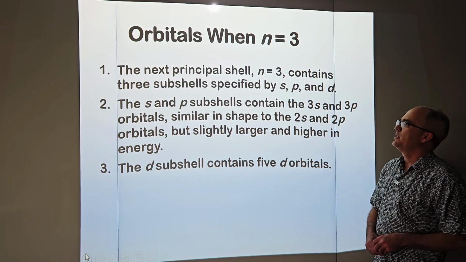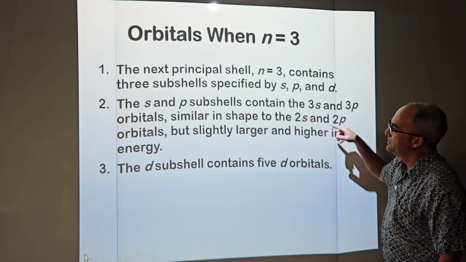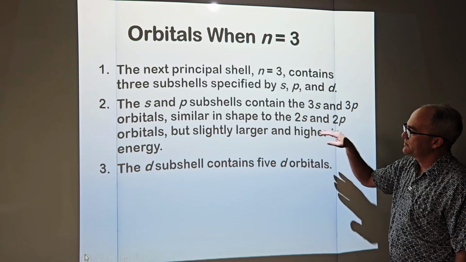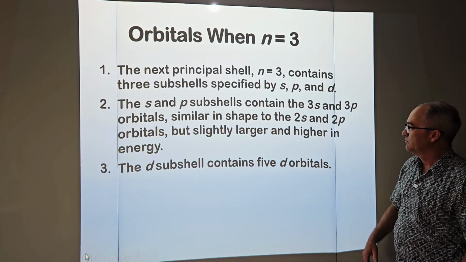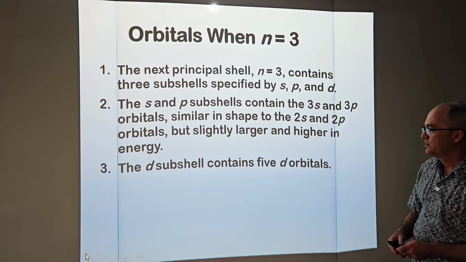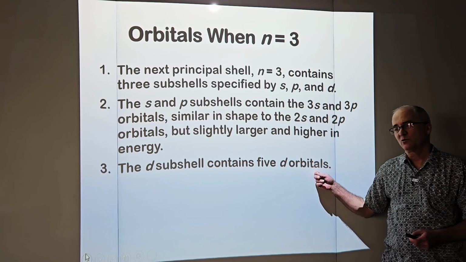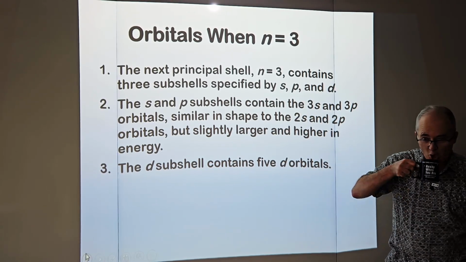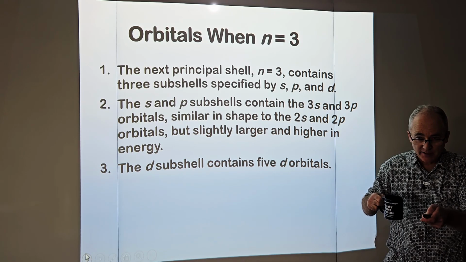The next principal shell, n equals 3, contains 3 subshells. We have an S, a P, and a D. The S and P subshells contain the 3s and 3p orbitals, similar in shape to the 2s and the 2p, but just larger. And we say higher in energy. The D subshell contains 5 orbitals. If I can put 2 electrons in each orbital, how many electrons does that accommodate? 2 times 5 is what? And how many columns do we see over here? 1, 2, 3, 4, 5, 6, 7, 8, 9, 10.